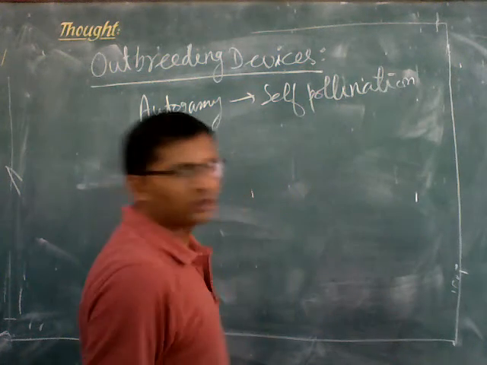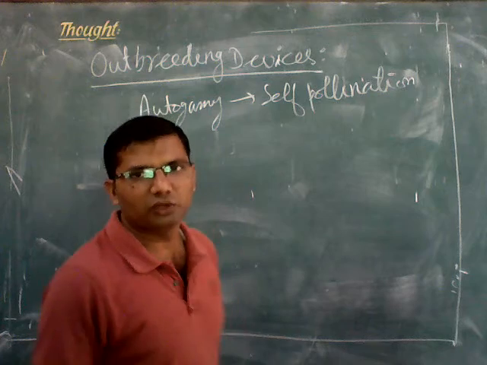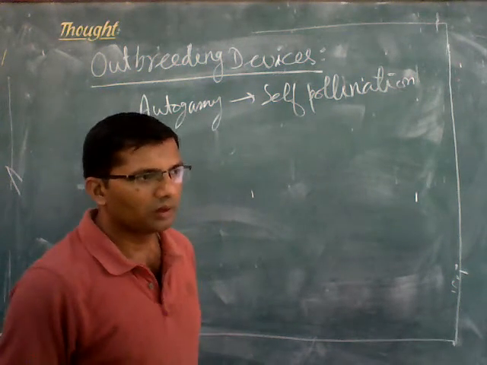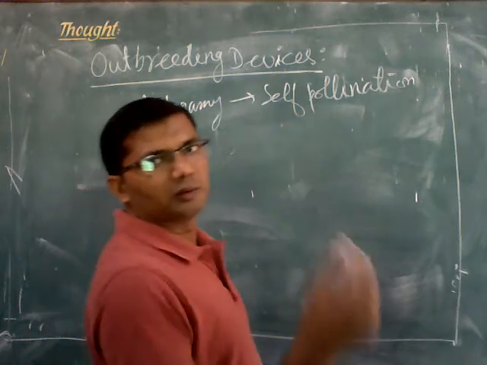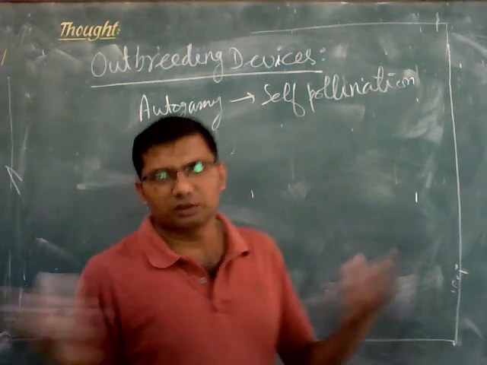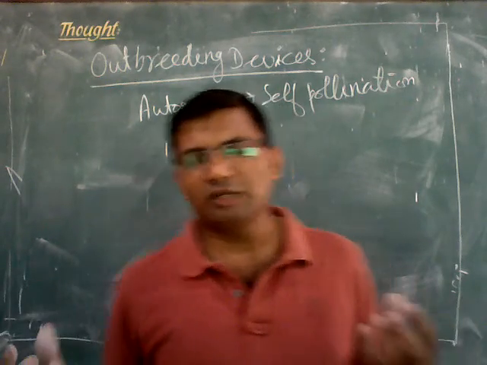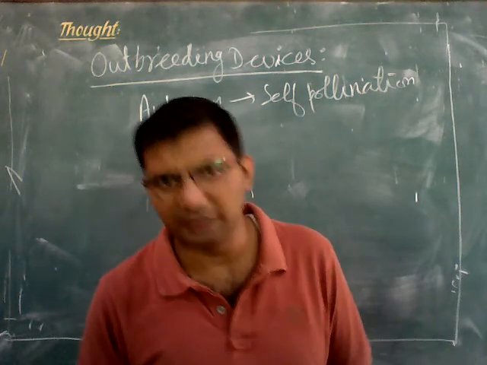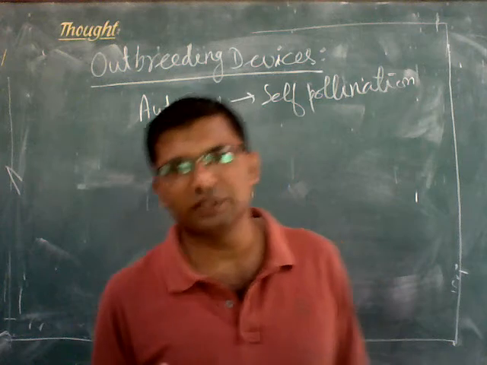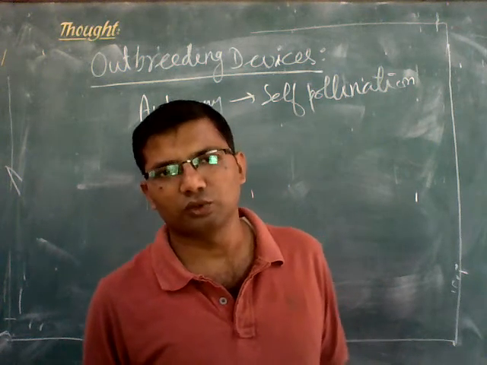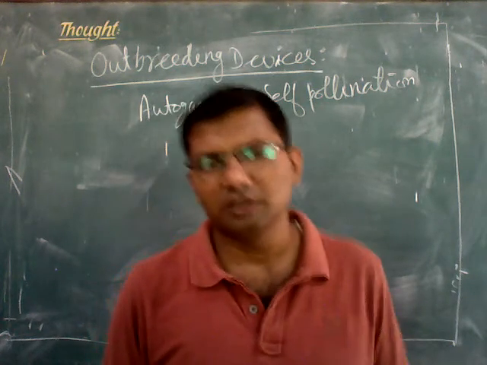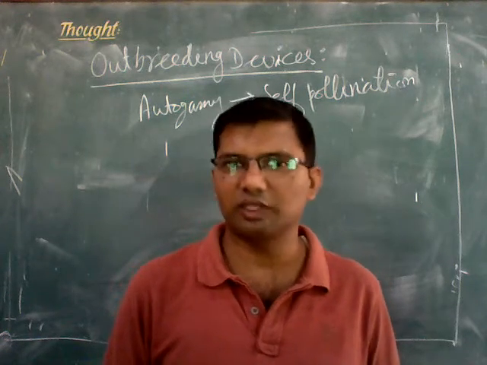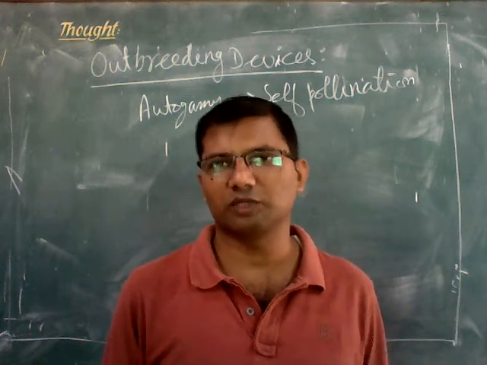So self-pollination will lead to aggregation of the similar alleles, because we already have discussed the genetics chapter. So I can use these terms over here. Self-pollination will lead to aggregation of the similar alleles, and recessive alleles will get accumulated because of the self-pollination.